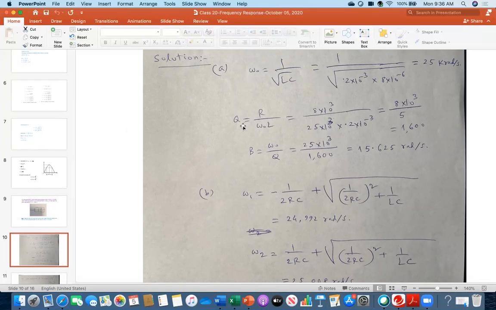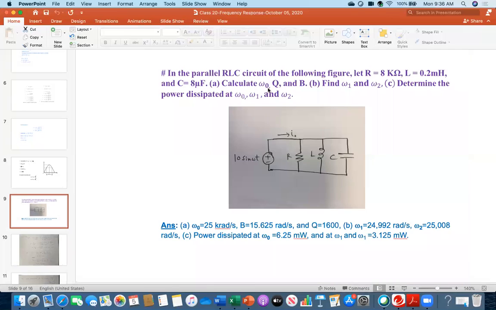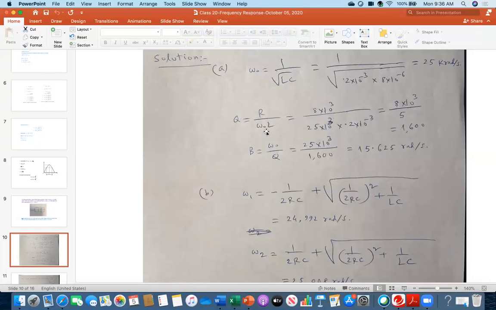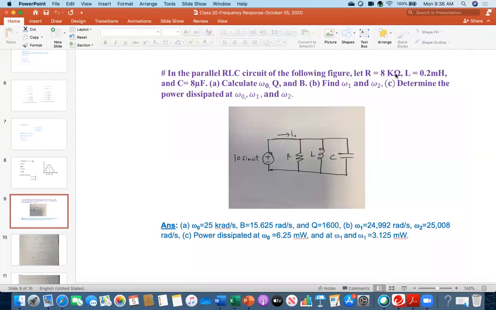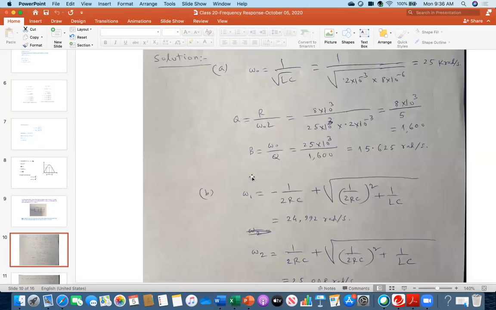Next, I am calculating Q, because I have to calculate Q and B. So you see, Q equals R over omega naught L. R was 8 kilo ohm. And then omega naught, we just calculated here, 25 kiloradian per second. Then here I am multiplying by 10 to the power 3, converting into radian per second, and this is the L value.